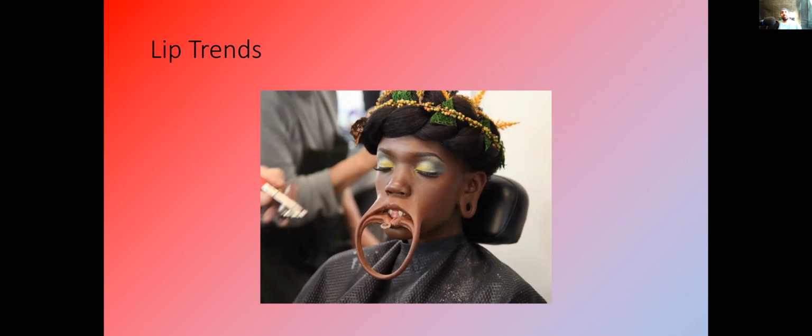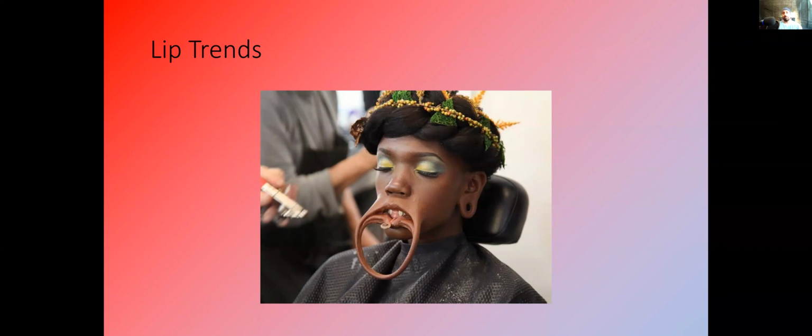What this slide is trying to summarize is, in general, bigger seems to be better. There are a lot of people wanting bigger lips, and we'll talk about the size later on and what the proportion should actually be. But the larger the lip, this is associated with beauty in various parts of the world.